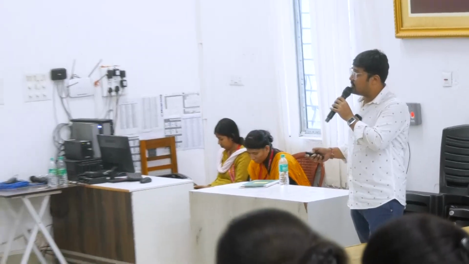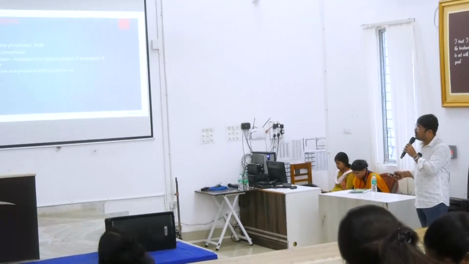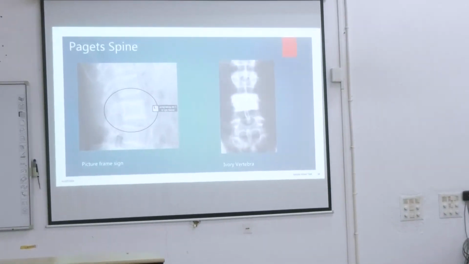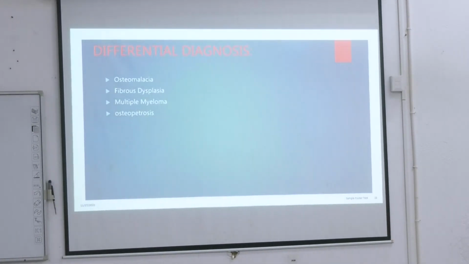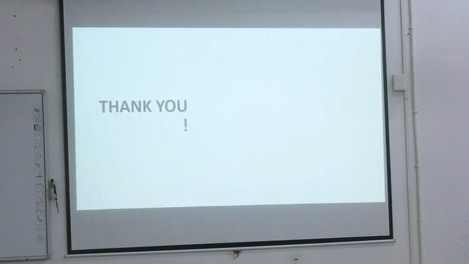So these are all radiographs. This is the technetium scan, Looser zone, candle flame sign, Paget spine, picture frame sign, ivory vertebra, Tam o' Shanter sign, osteitis circumscripta, brim sign, long bone, Looser zone, honeycomb. So these are all important for MCQ purposes. So thank you.